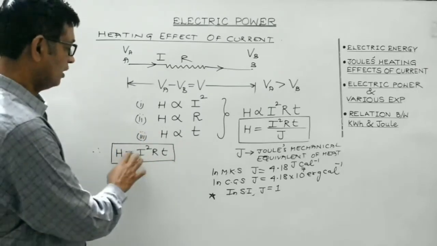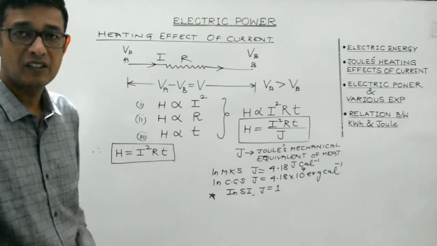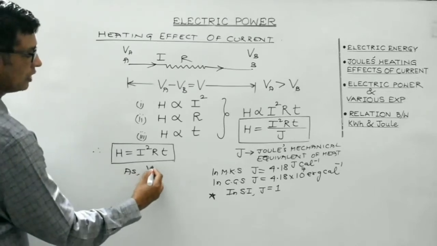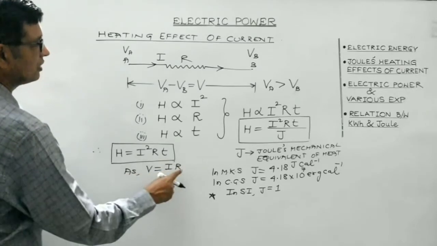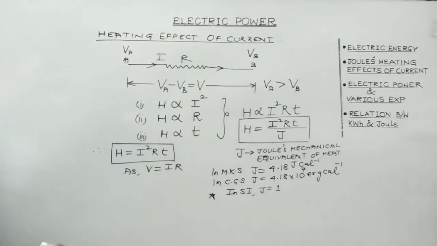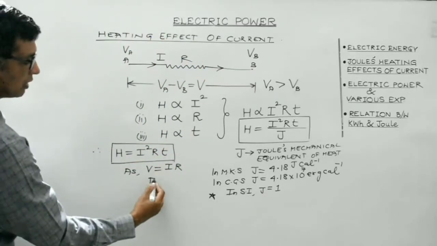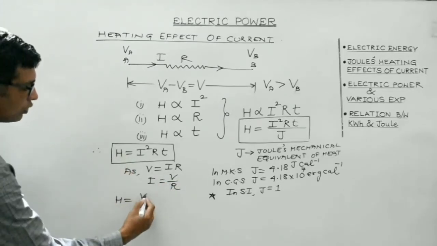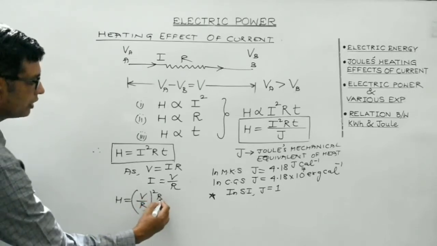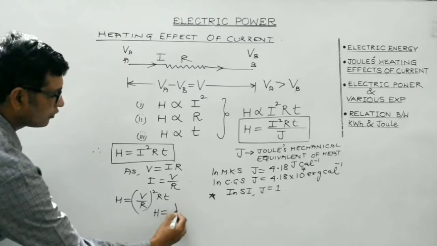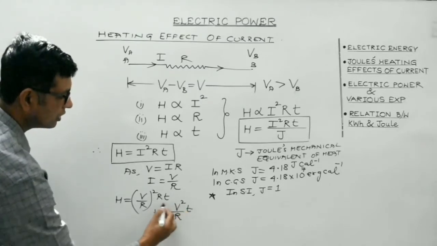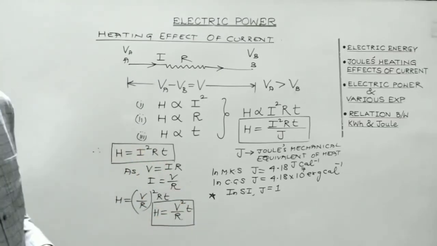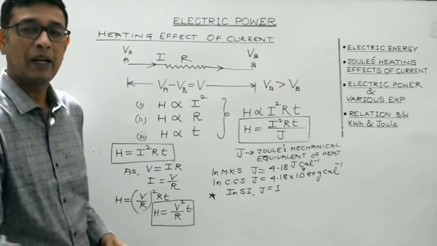You can write H in terms of V, isn't it? From Ohm's law, we are aware V is equal to IR. V is the potential difference, I is the current, and R is the resistance offered by the conductor. So in place of I, we can write V by R. What we get is H is equal to V by R whole square into RT. We'll be left with V square by R into T. So this is another expression for the amount of heat produced, H is equal to V square by R multiplied by time.